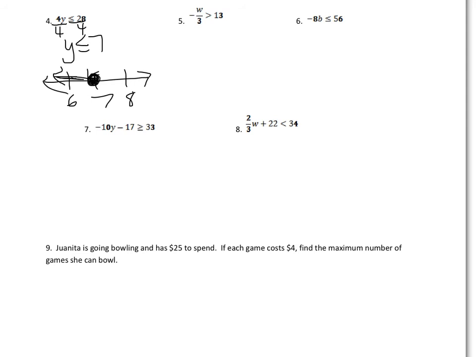Okay, number 5, I would want to multiply by a negative 3 on both sides to get rid of both the negative and that 3. And this is one of those cases where we have to reverse the direction of the inequality. So we'd have w is less than negative 39.